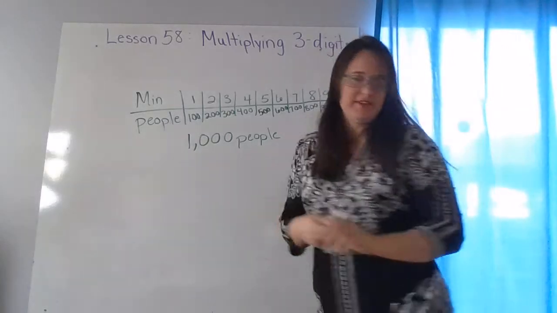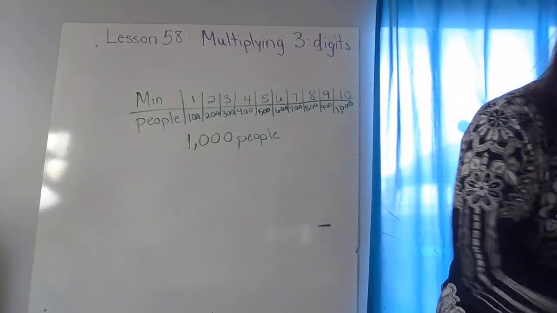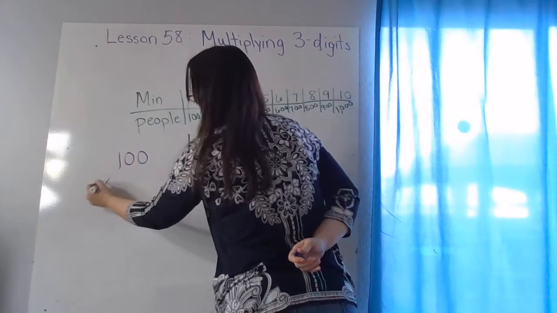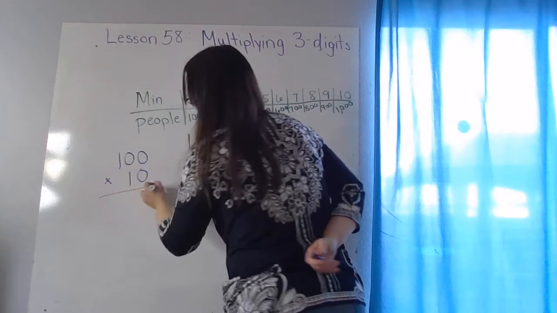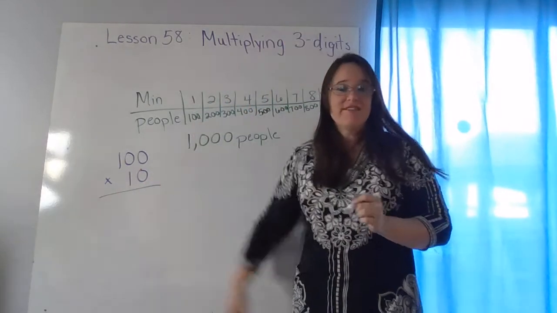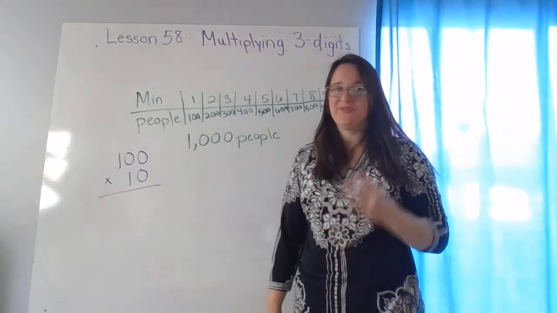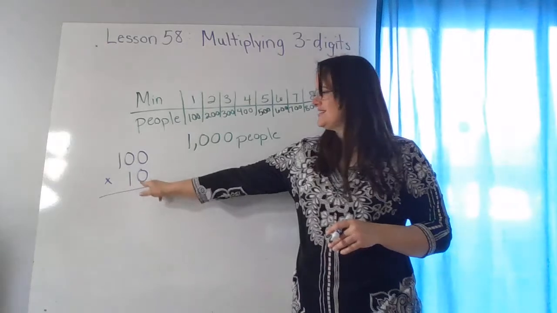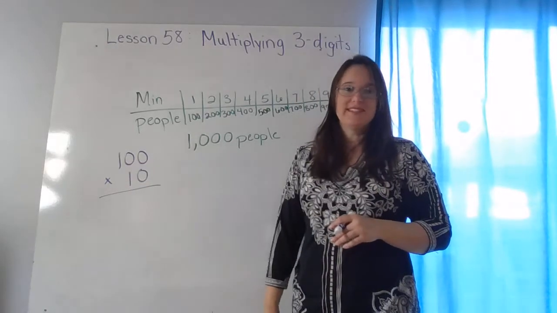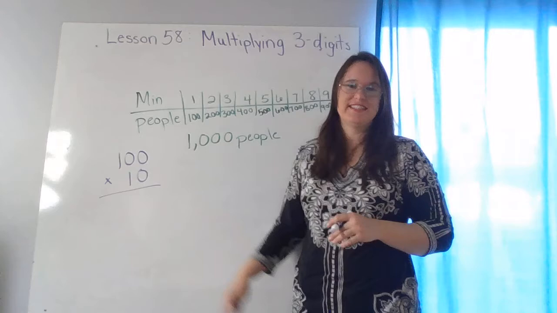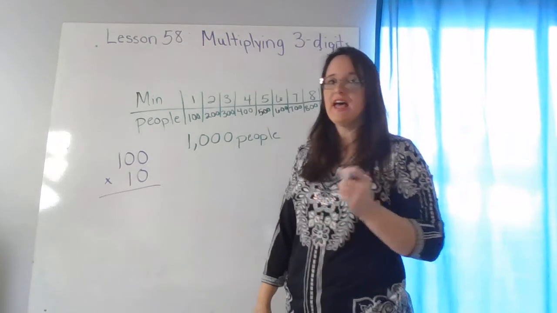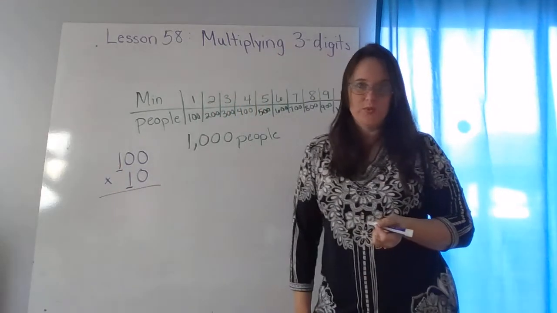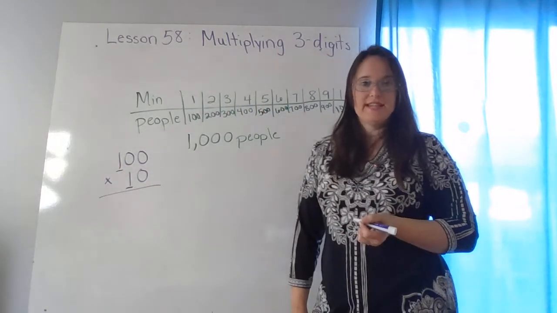We're going to take, let me do it in a different color so it stands out, 100 people times 10 minutes. And I love this multiplication problem because I get to show you the greatest trick in the history of multiplying. See all these zeros? Those zeros are just going to get tacked onto the end of our answer. All I really need to know is what is 1 times 1. 1 times 1 is 1.